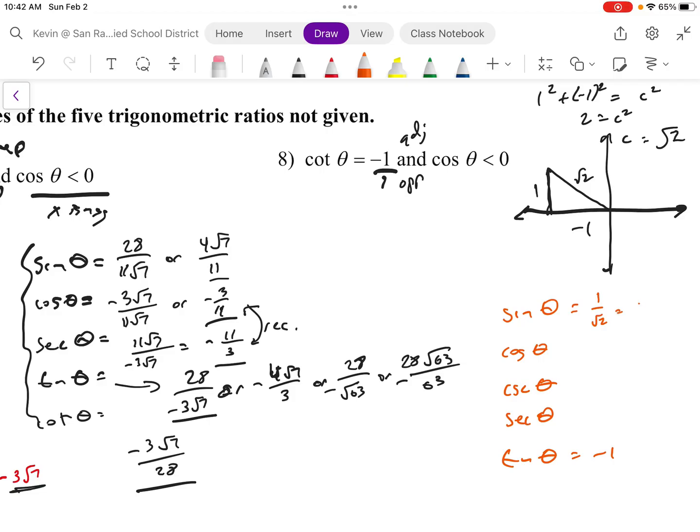Well, if cotangent theta is -1, tangent theta is -1. Sine is 1/√2 or √2/2. Cosine is -1/√2. Basically, this is a pi over 4, 3 pi over 4, right? On the unit circle. Secant is going to be √2.